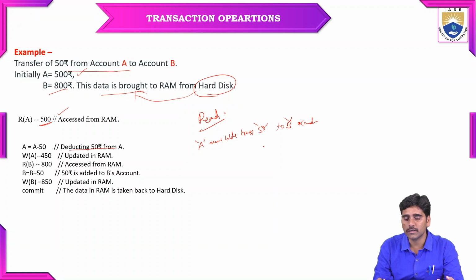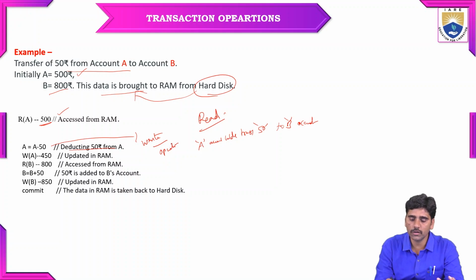After deducting that amount, now the write operation is performed, because the deducted amount will be transferred to the second account holder. So now it is automatically updated in RAM. The amount is what? 450 rupees in A account. It is updated before it is committed.